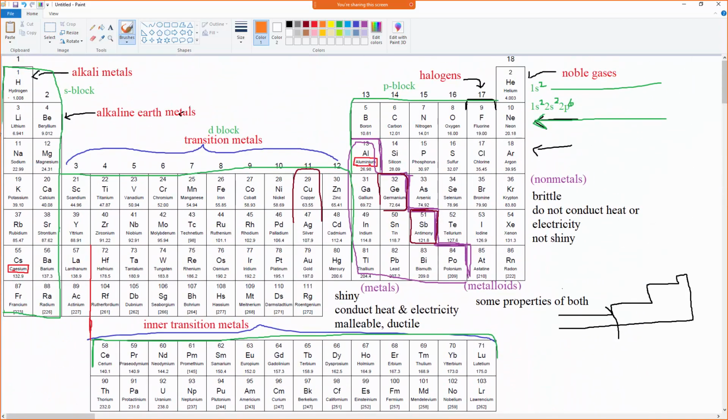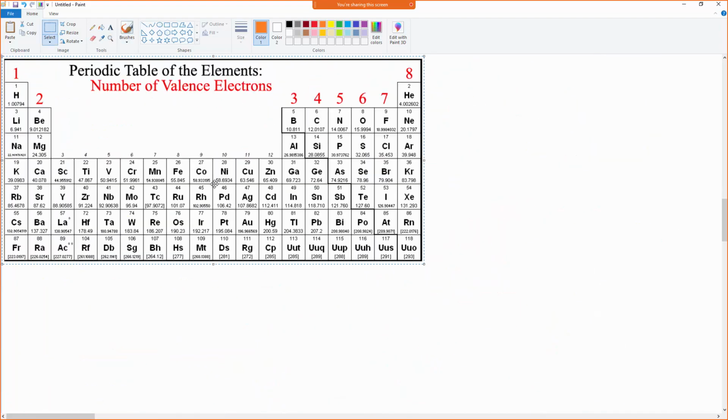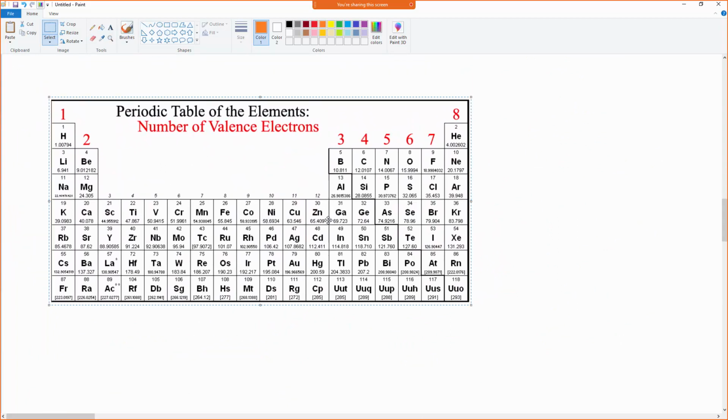So hydrogen has 1 electron in its 1s shell, and then we fill that 1s shell, and then lithium has 1 electron in its 2s shell. So everything in group 1 has just 1 electron in its valence shell. Okay, so this is from your lecture notes, but this is really what you need to be able to do with that.